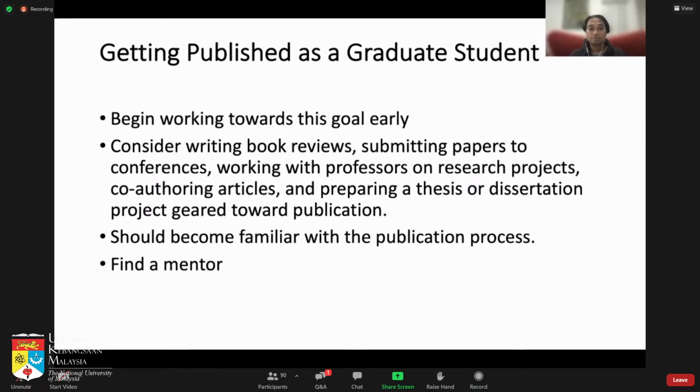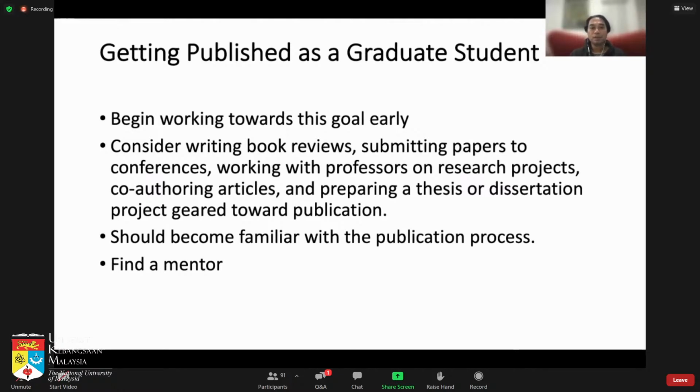So that is good. And prepare the thesis or dissertation project geared toward publication. As I mentioned just now, whenever you write a thesis or dissertation, it's not only to get a certificate or to complete your postgraduate training, but you have to gear it for publication. And if you gear it for publication, you have to be realistic and start early, because if you start late, you cannot. So this is the most important thing. You have to start early because it takes time.